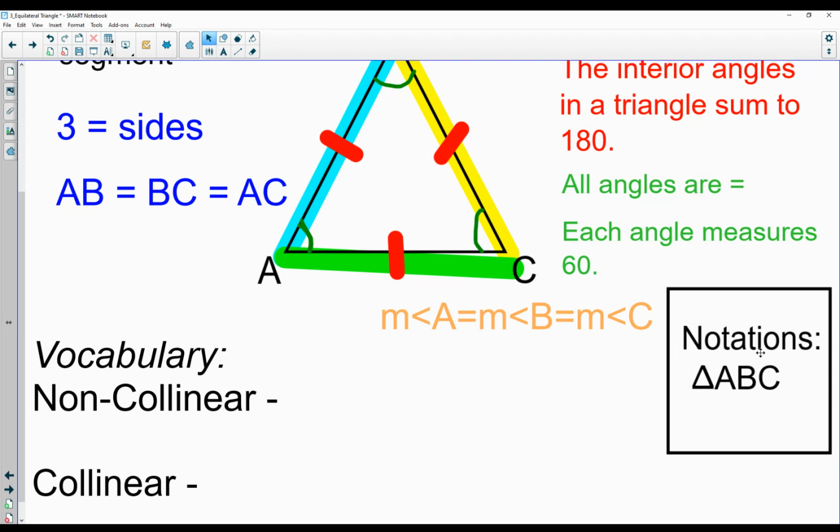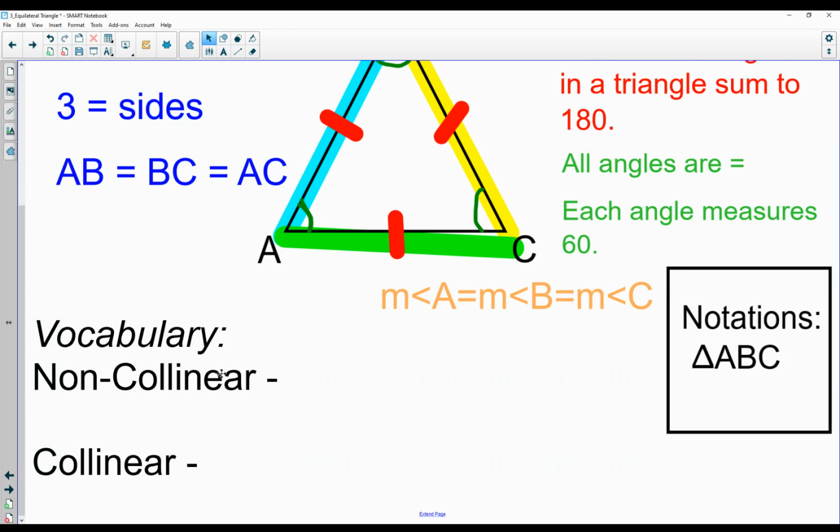If you notice to the right over here in this notations box, you don't have to write out the word triangle in this course. You are allowed to use this symbol that is a triangle, and if we see this written, it's known as triangle ABC. So it's just a symbol you want to get yourself familiar with.